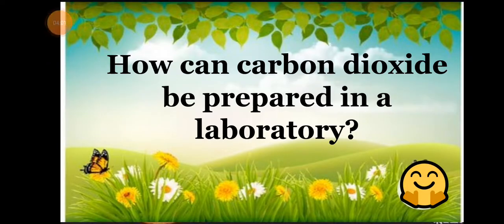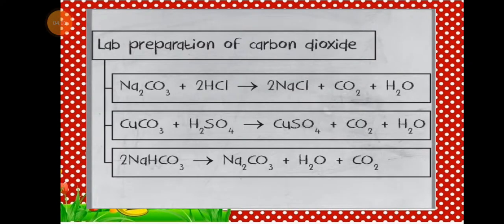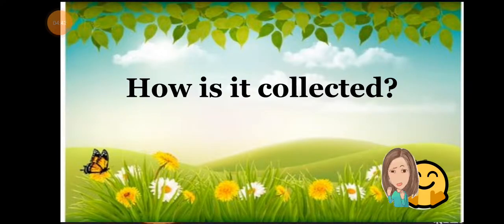How can carbon dioxide be prepared in a laboratory? Students, carbon dioxide can be prepared by the reaction of a carbonate with a dilute acid in the laboratory. The reaction of calcium carbonate and dilute hydrochloric acid is an example of this. It is collected by upward displacement of air, as it is heavier than air. That is the reason it is collected through the upward displacement method.